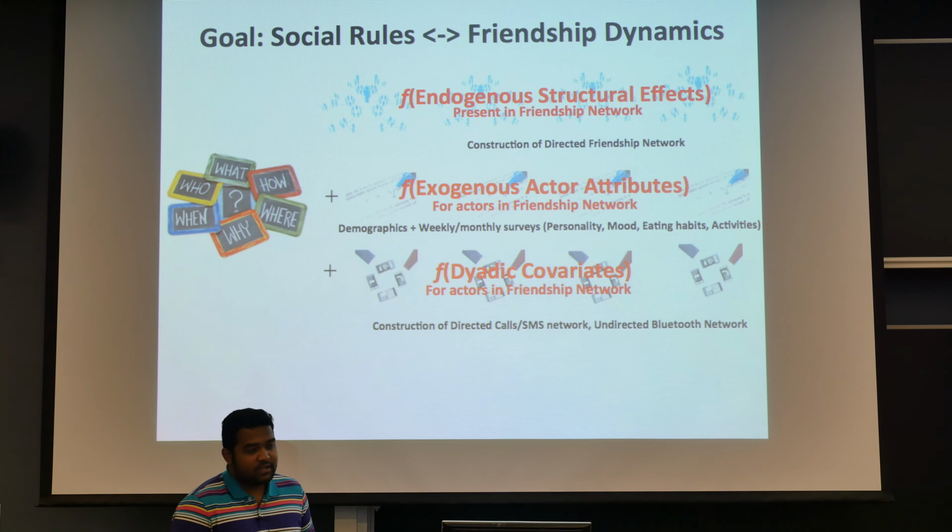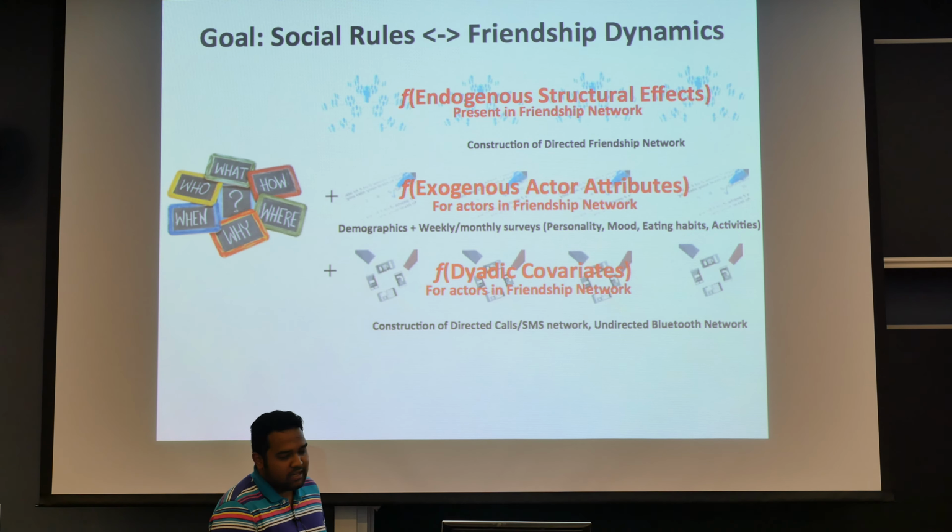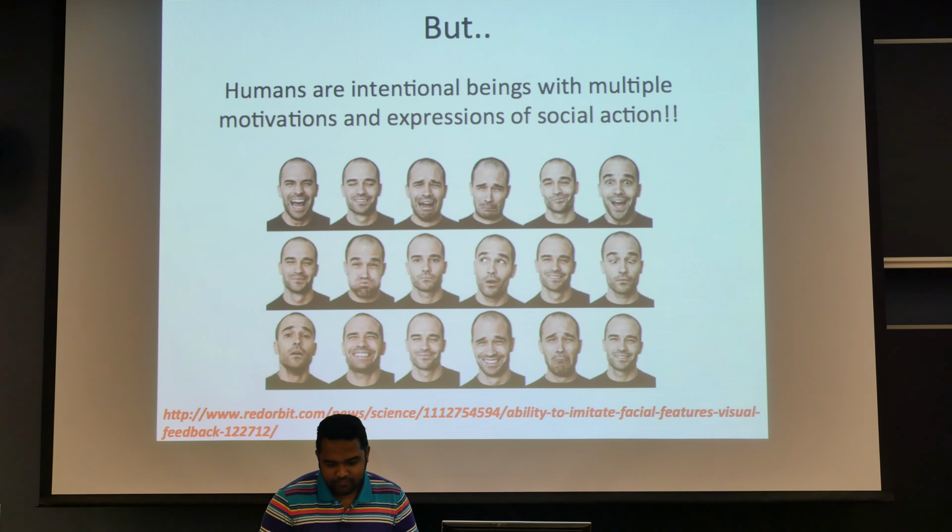The goal in this project is to understand what social rules govern these friendship dynamics in the community, and how these friendship dynamics, or the social structure, in turn affect people's behavior. So we hope to study the interplay between social rules and friendship dynamics as a function of 3 effects. Firstly, effects that are internal to the network, which is the structural effect. Secondly, effects that are external to the network, that is the attributes of the actors. And thirdly, dyadic covariates, which look into the presence of multiple ties between actors.